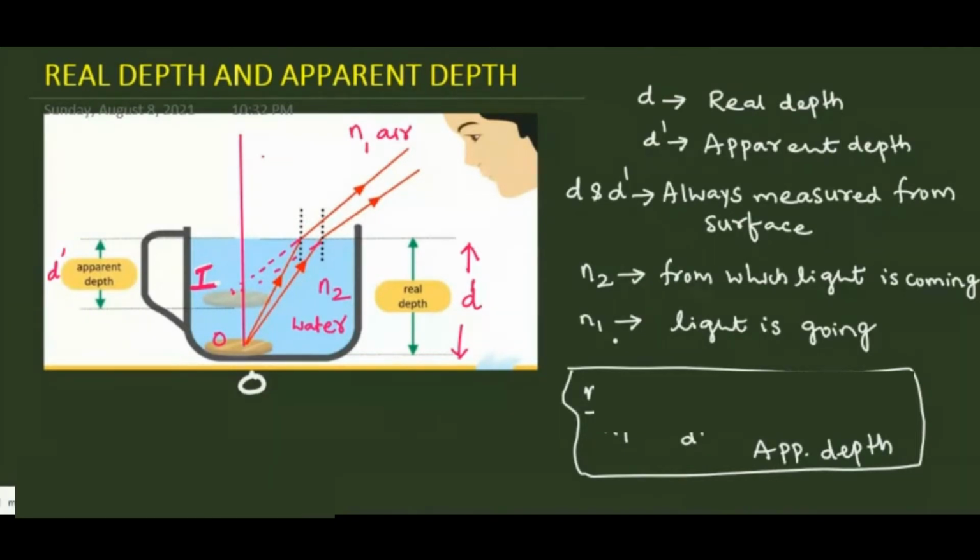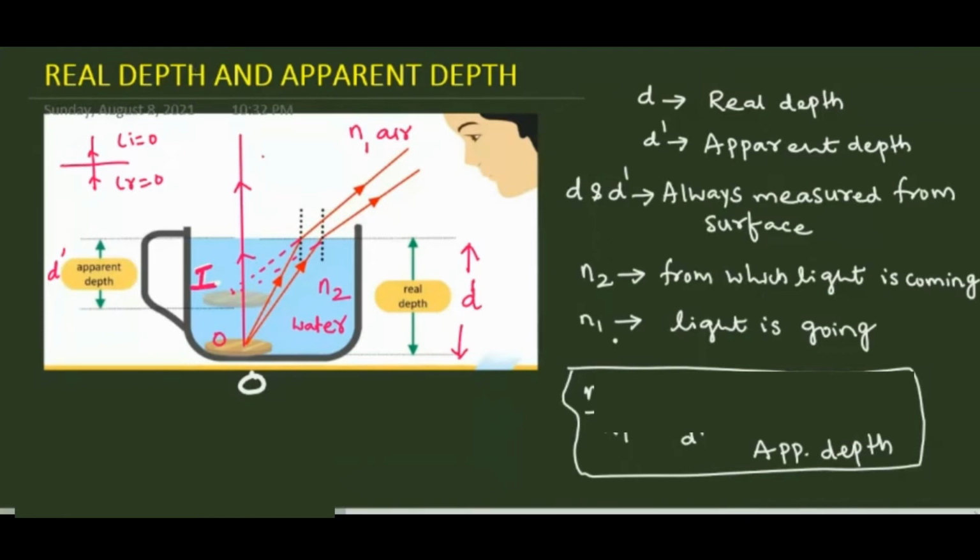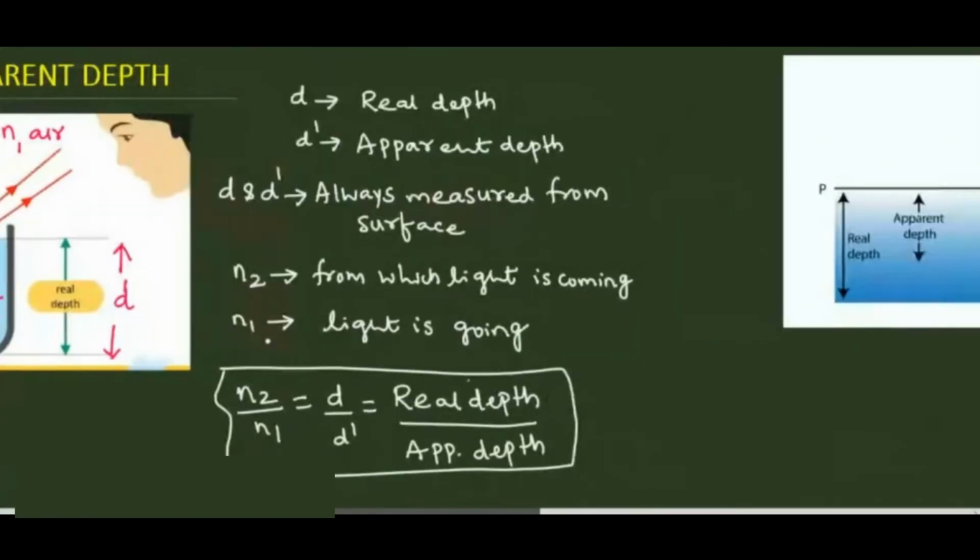You already know very well, when light goes normally, it goes undeviated. That's why I drew it like this. When light goes normally, the angle of incidence is equal to 0 and the angle of refraction is also equal to 0. Now we are going to start the proof of this relation. Are you ready, all members? Yes, sir. This proof is very important, it will come in exams.